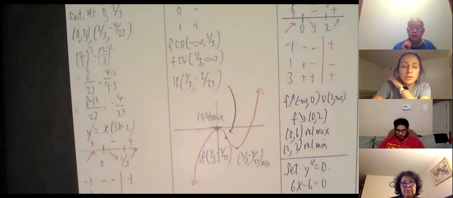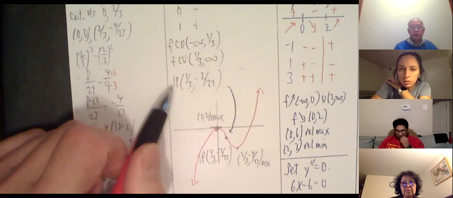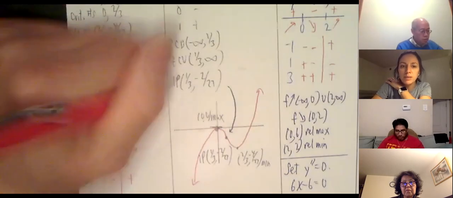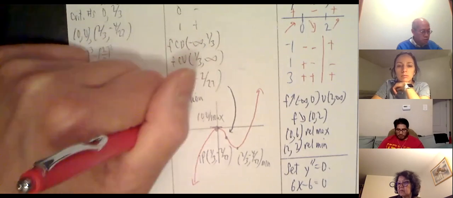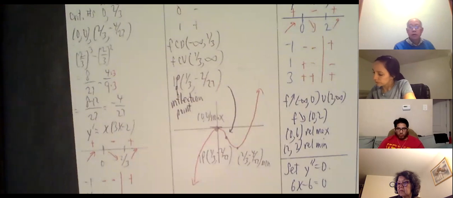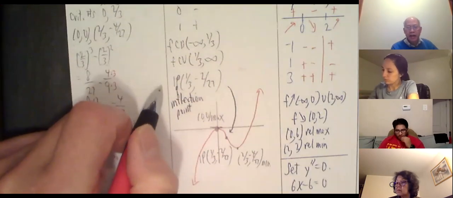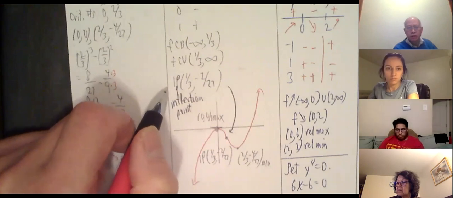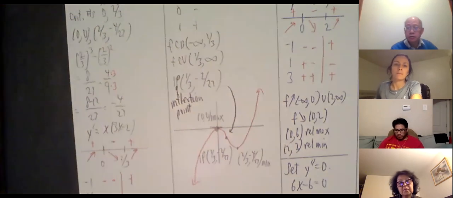Professor? Yes, question. What abbreviation are you using for points of inflection? IP for inflection point. Thank you. You're welcome. Last time I think I put HIP, horizontal inflection point, or horizontal point of inflection, something like that. Inflection point, yeah.